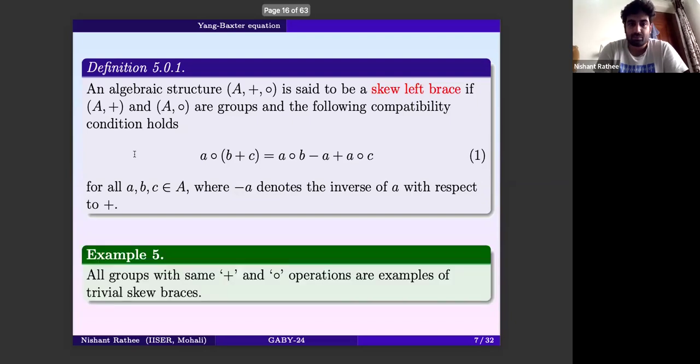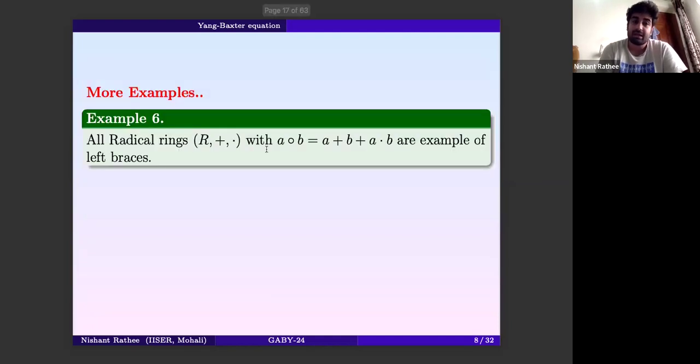So okay. What are the examples of this? If you take any group with both of the group operations the same, then this will be a skew brace. They are called trivial skew braces. And this is also a very classical example. If you have a radical ring, meaning the Jacobson radical is equal to the full ring, or the Jacobson radical of a ring forms a radical ring, and you define this operation a circle b is equal to a plus b plus a dot b, then it also forms a brace.